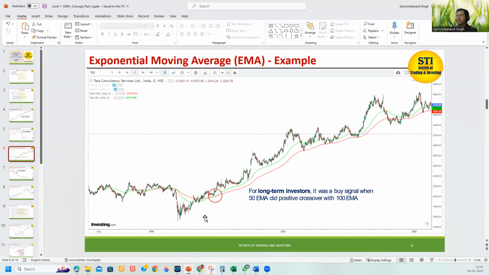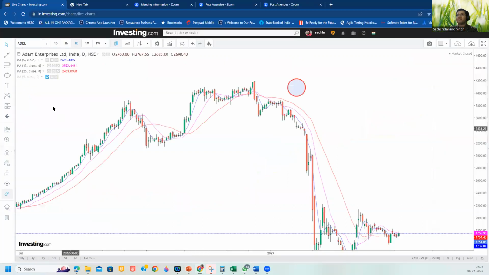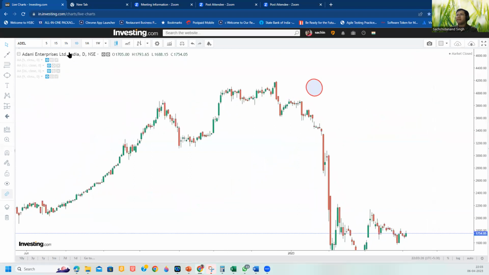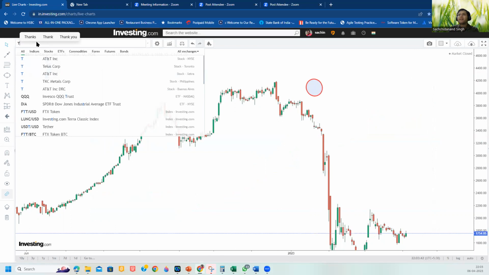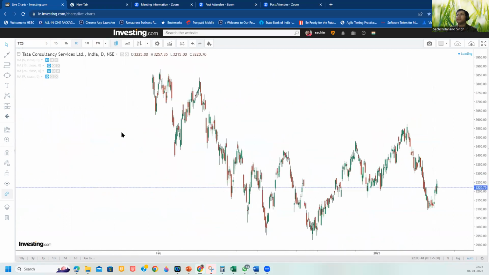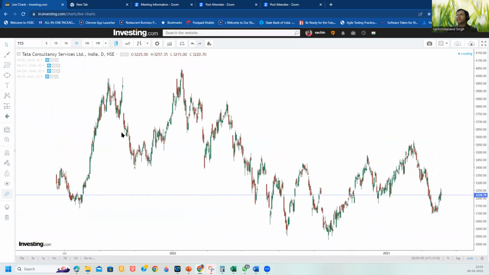So we can still add those indicators. I will first show you how to add them. I will hide these moving averages, and I will open up a chart of TCS, Varun's recommended one, Tata Consultancy Services. Okay, so this is the daily chart.